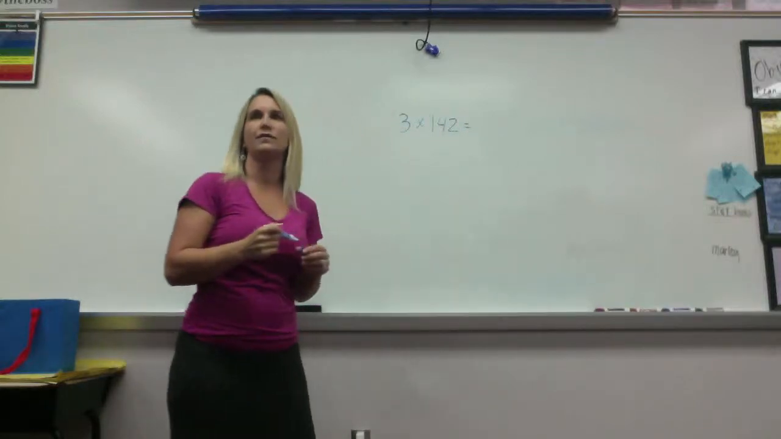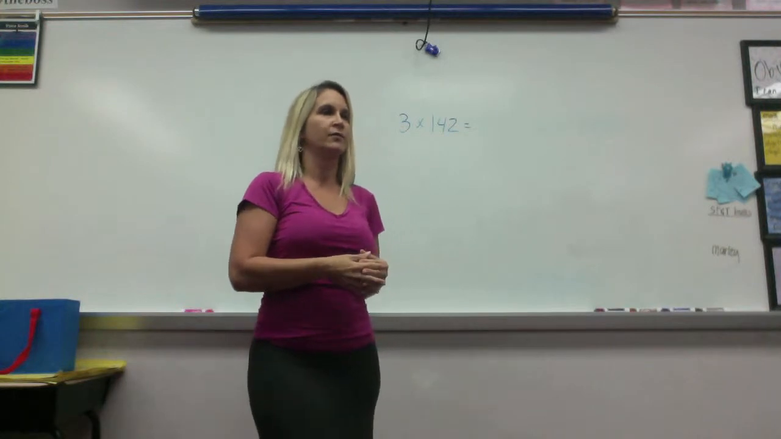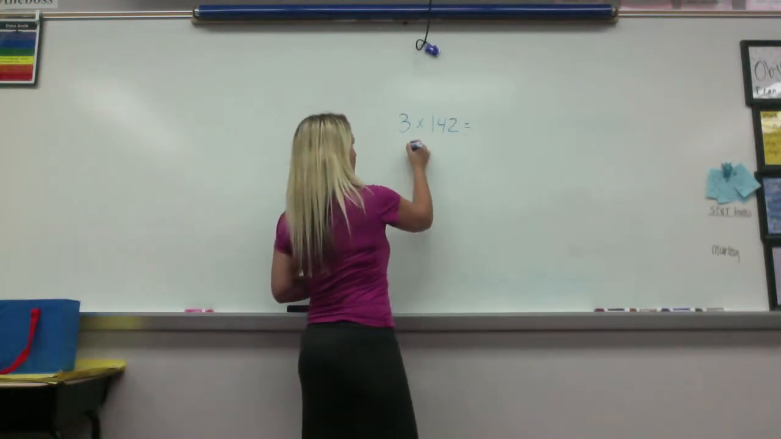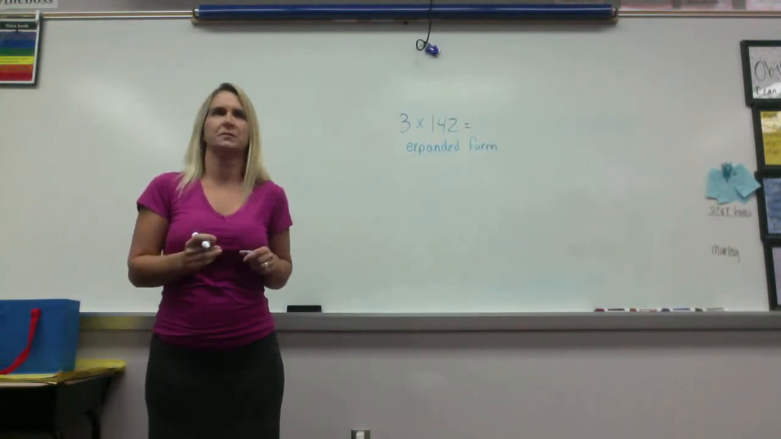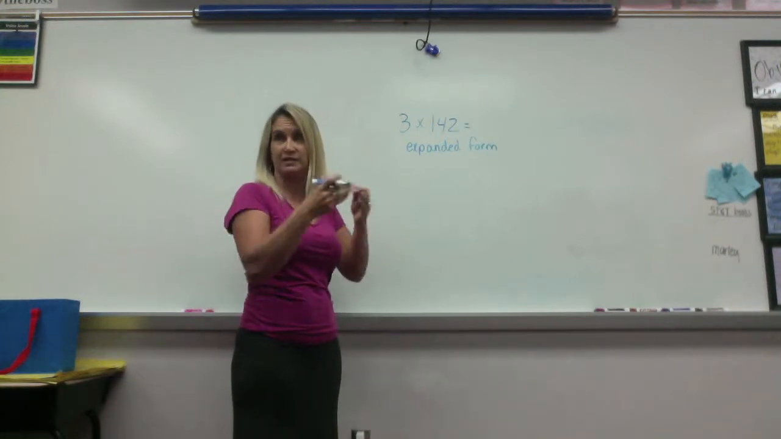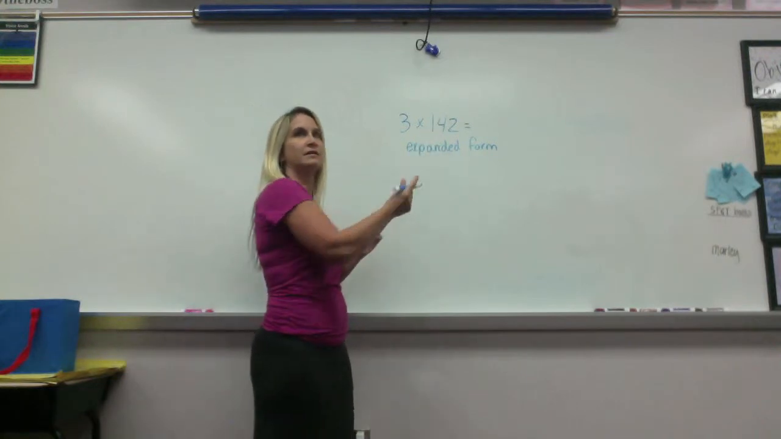What did we use to solve this problem? Who can remind me what we used to solve this problem? Ian, what did we use? He says expanded form. And what does that mean, to use expanded form? It's not so much a place value, but separate them for the value, right? So what is the first digit going to tell us?